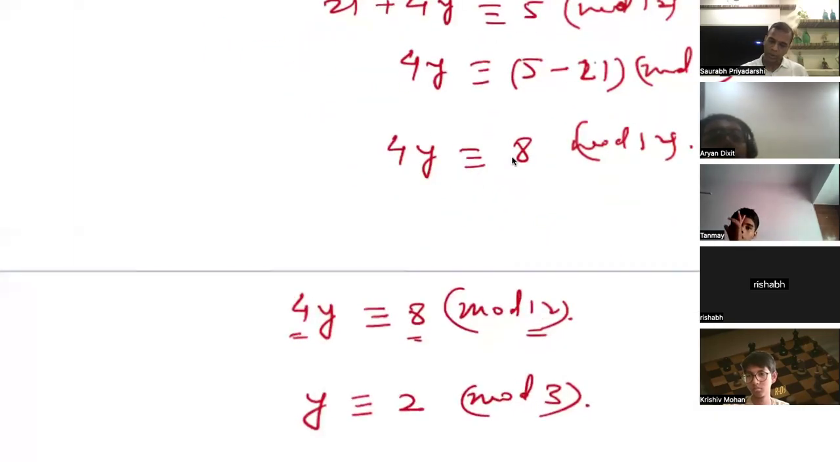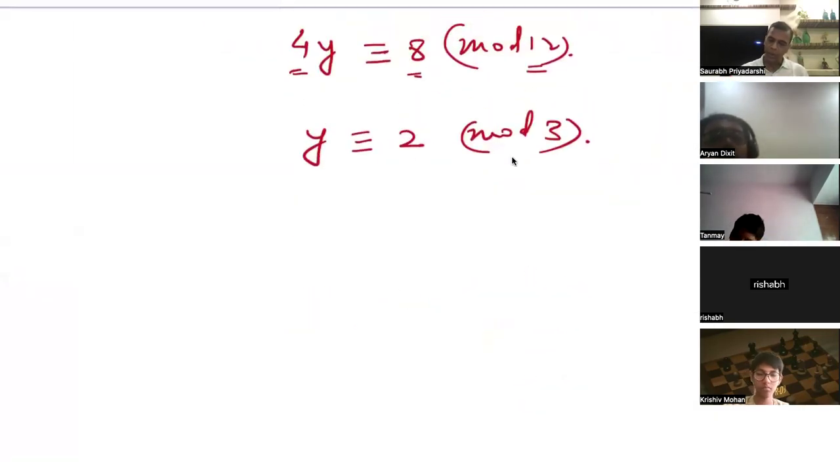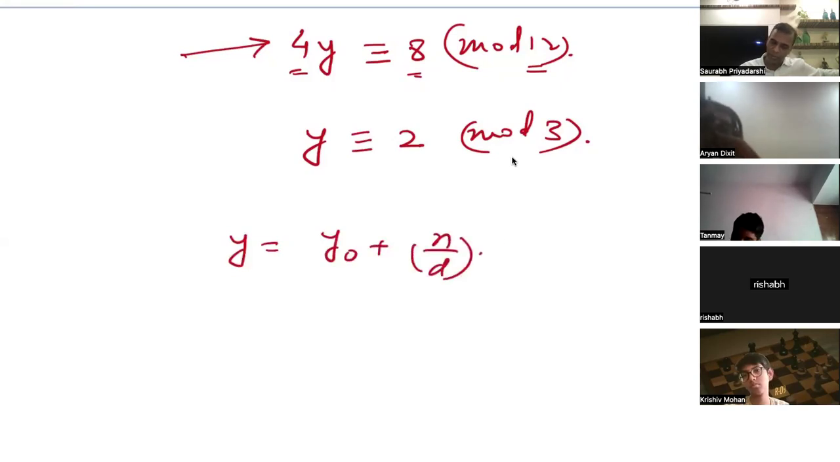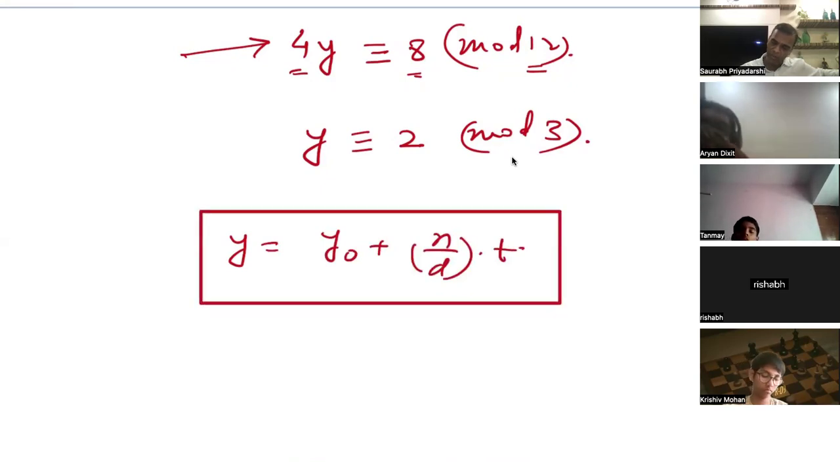So what is the solution in this case? y is congruent to 2 mod 3, right? And it's coming from this 4y congruent to 8 mod 12. You remember this, right? How to write down the answer? y is equal to y naught plus n by d into t. What is y naught in this case? y naught is 2.